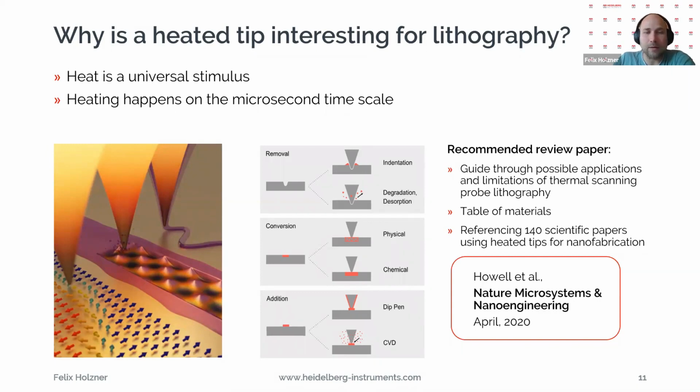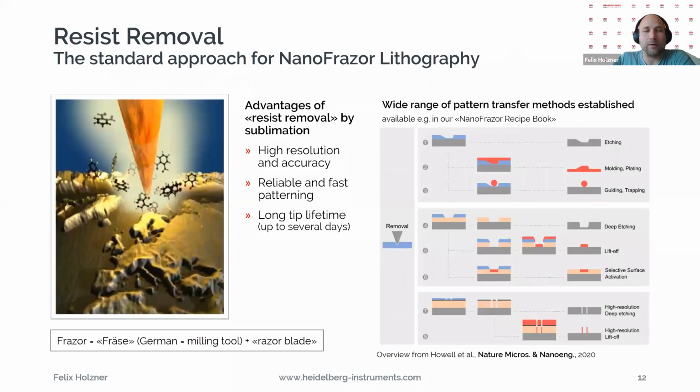This whole conversion thing is super interesting, but the majority of people, I would say more than 90% of our users, are using what we call the standard approach for NanoFrazor lithography, and that's also what I'm talking about today. That is using the heated tip just to remove a special thermally responsive resist from the surface. So wherever you touch the surface, this resist is immediately gone.